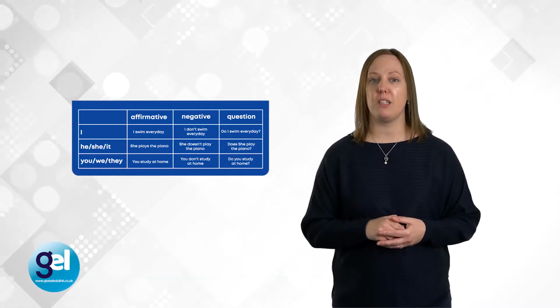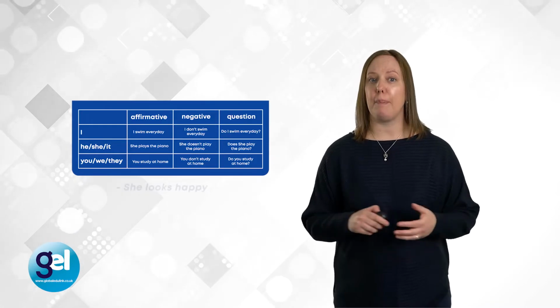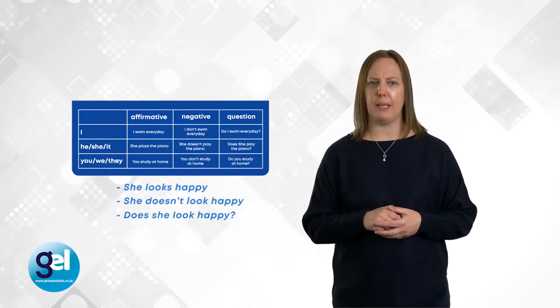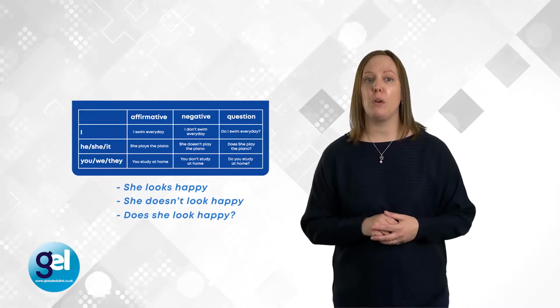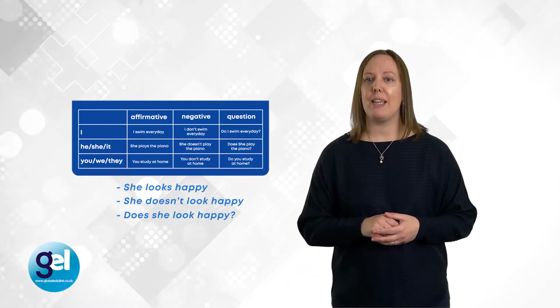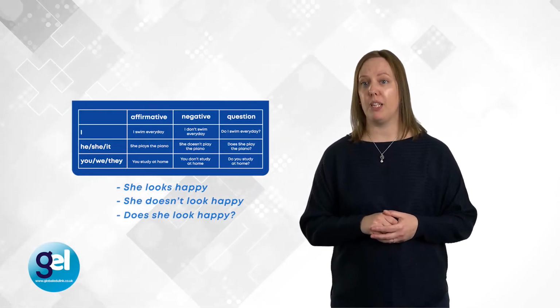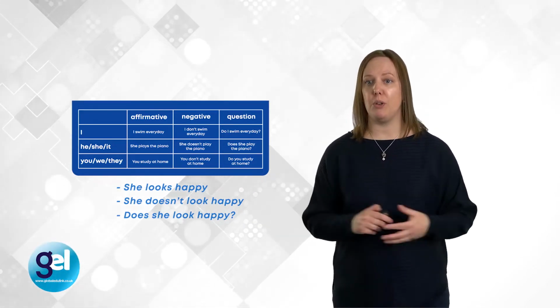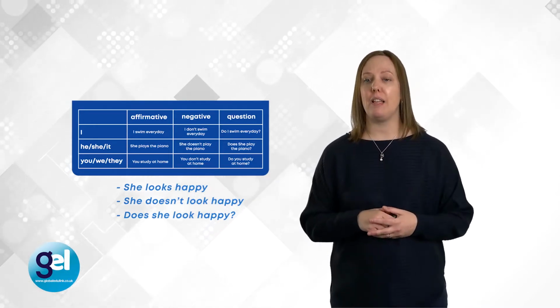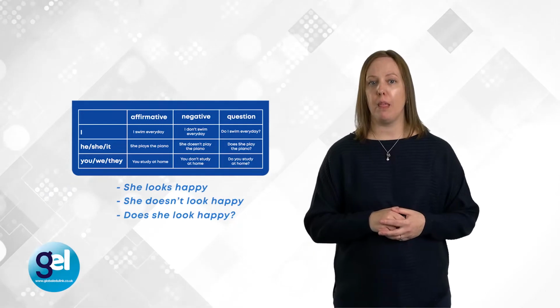Let's look at a positive sentence. She looks happy. And then make it negative. She doesn't look happy. And then make it into a question. Does she look happy? So again, if we focus on meaning, form and pronunciation, meaning is how we use it. The form is the base of the verb and we add S in the third person singular.